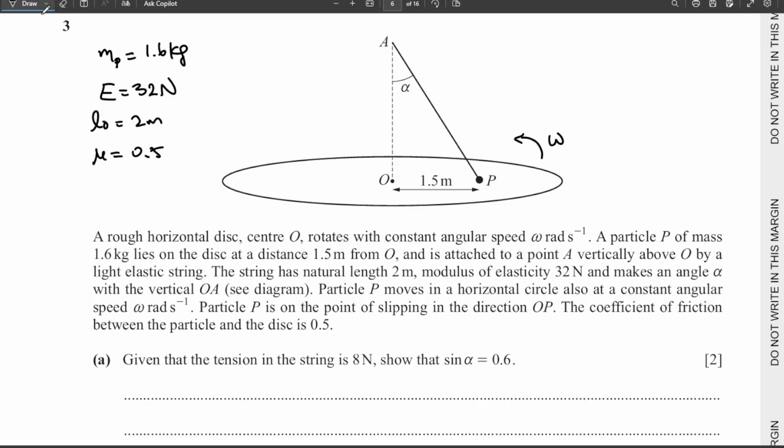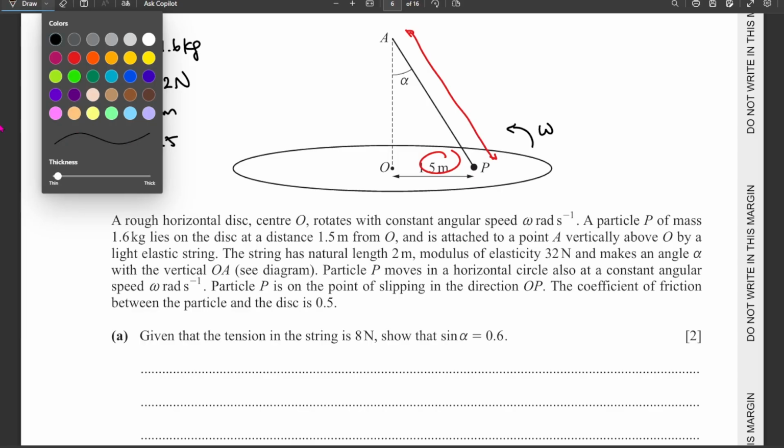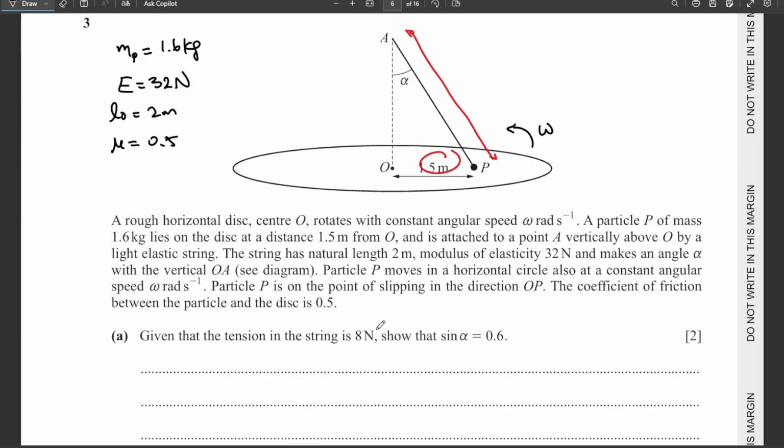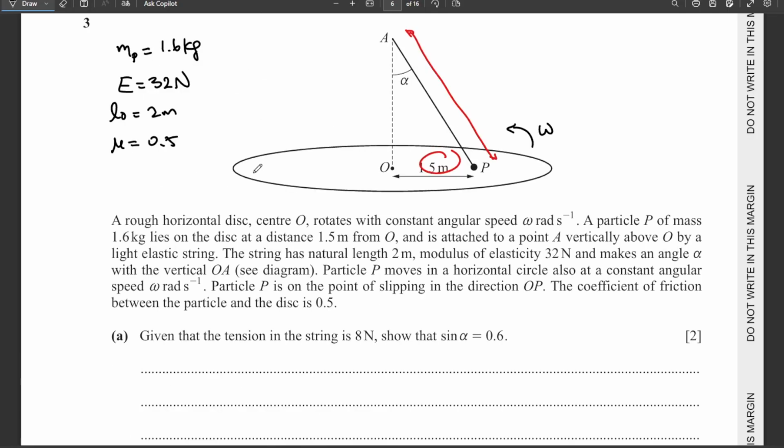Given that the tension in the spring is 8 Newton, show that sine alpha is 0.6. To find the sine of alpha, we're going to need the opposite OP we already got, which is 1.5, and then also the hypotenuse, so AP. We don't know what this is yet, but we are given that the tension is 8 newtons. So we can use this information to find how much the string has extended. Obviously if you know this formula, you can straight away use it. I'm going to show you a bit of the derivation behind it.